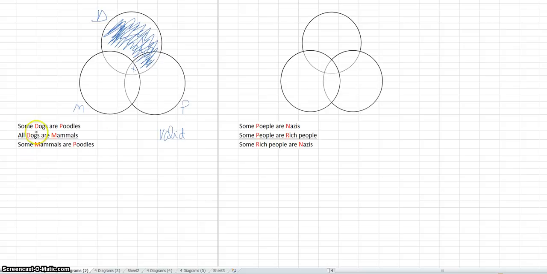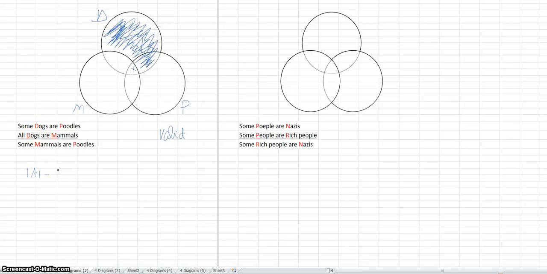Now let's look at it and say, okay, but what do we have over here? We have some dogs are poodles, which is an I statement. All dogs are mammals is an A statement. Some mammals are poodles is an I statement. And then our figure is what? We have the subject of both premises is the middle term.